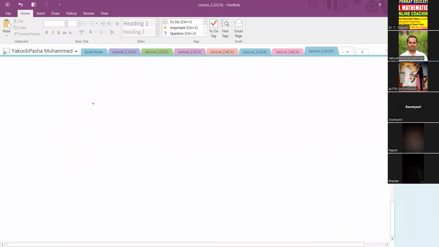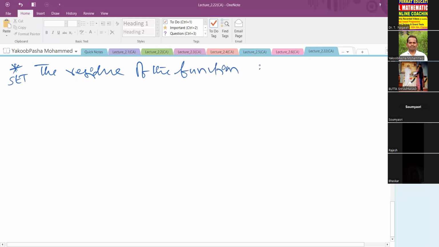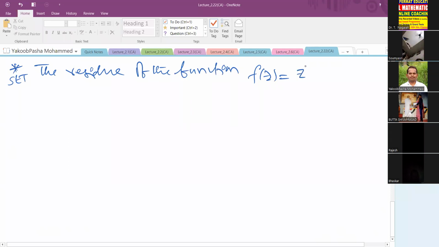The residue of the function f of z is equal to z square plus 3z plus 2 divided by z square into z minus 1, at z is equal to 0, is.